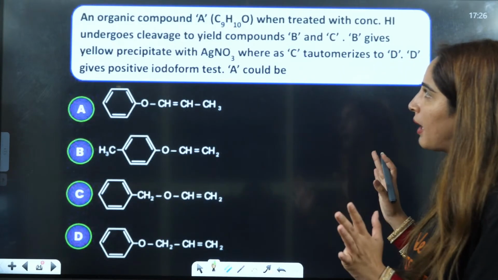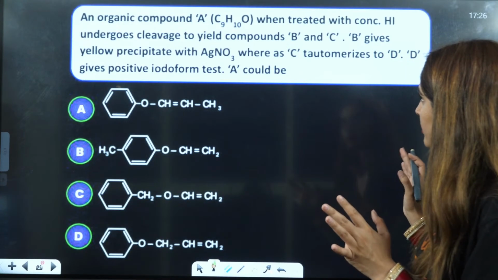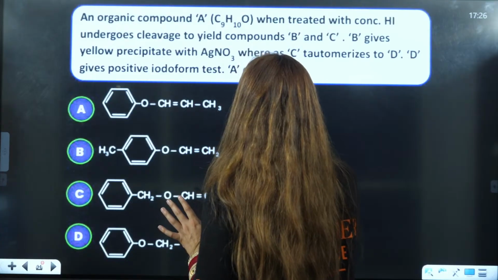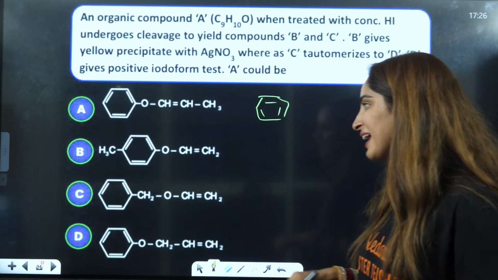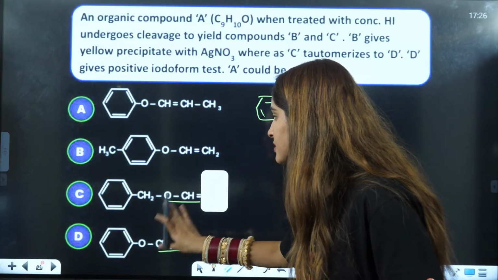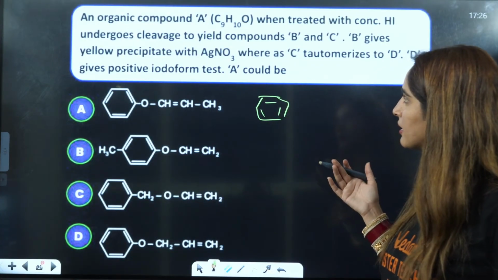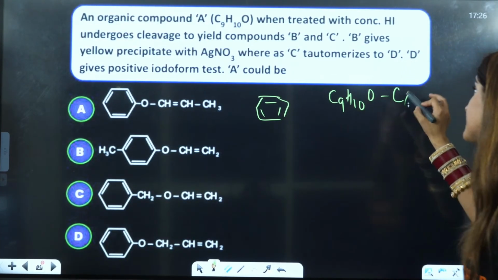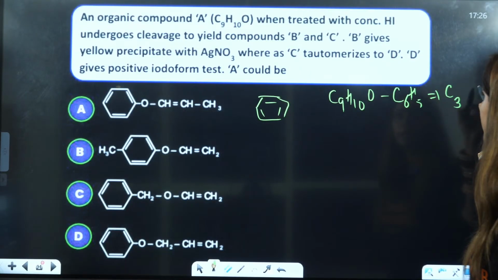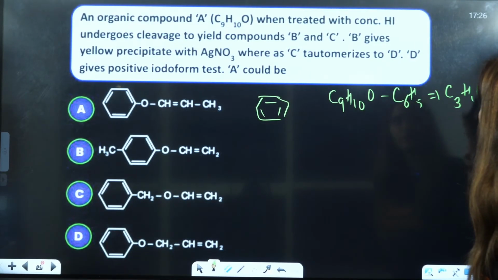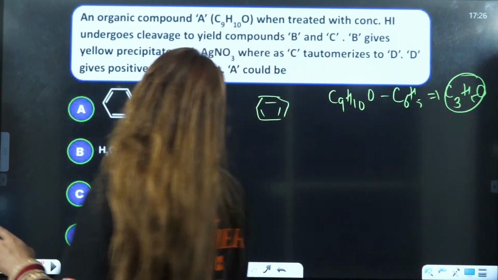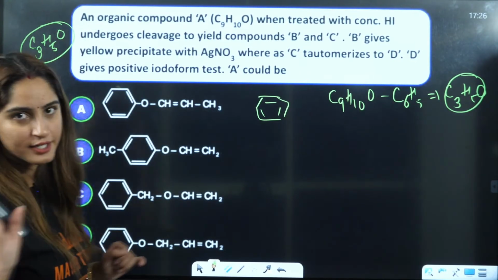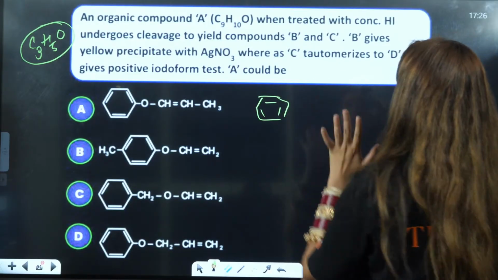So you have some compound that is C9H10O, right? We have no idea what this compound is, but it definitely has a benzene ring because in the options you have a benzene ring. And I can see there is O, which means somewhere in this compound you have O something. So C9H10O minus C6H5: here the answer will be C3, and how many H? H is 5. So in the side chain you will have C3H5 and O. This is the side chain. That is clear to us. Even now we are not sure.